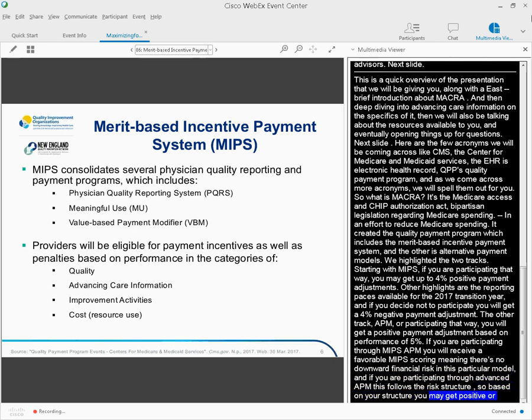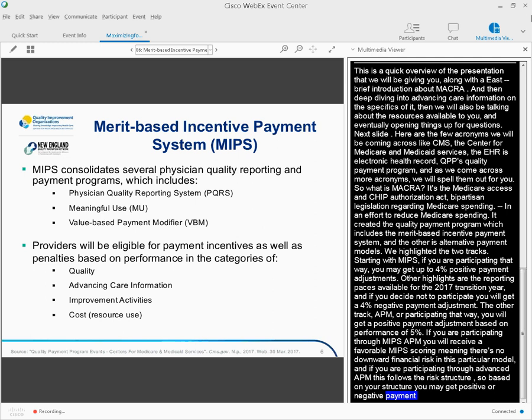Going more into the details of MIPS, MIPS basically consolidates 3 legacy programs that were available earlier. First being the PQRS, which is known as Physician Quality Reporting System. The other one is Meaningful Use, which is the EHR Incentive Program. Third is the Value-Based Payment Modifier.